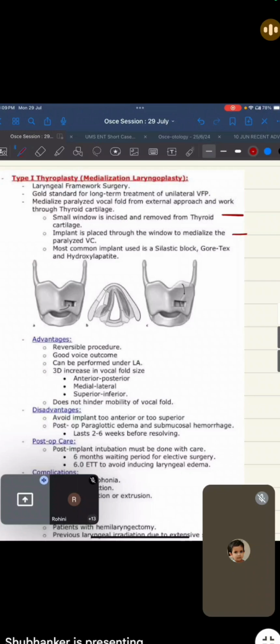And Gore-Tex, we remember that Gore-Tex is used here in thyroplasty, and it is also used in rhinoplasty. In this I have included the image of thyroplasty. The rhinoplasty one I will include in the PDF when we send it.